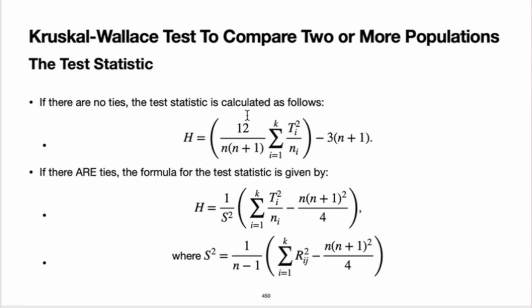Once we have that sum, then we multiply by this value up front, then we subtract off 3 times n plus 1. Then if there are ties, the formula is a little bit different, as you can see, and we first need to calculate this quantity s squared. You can see that s squared here looks kind of like a variance, and it is actually, but it involves the individual ranks.